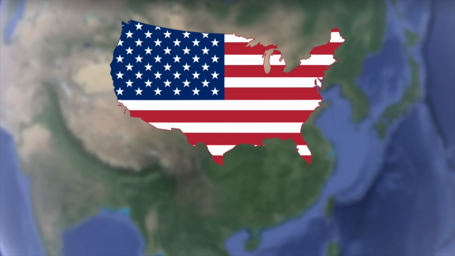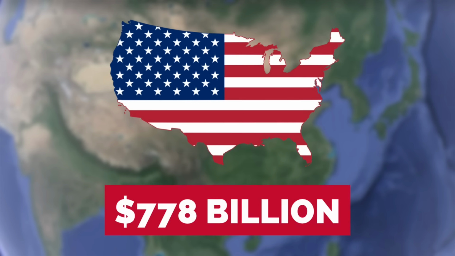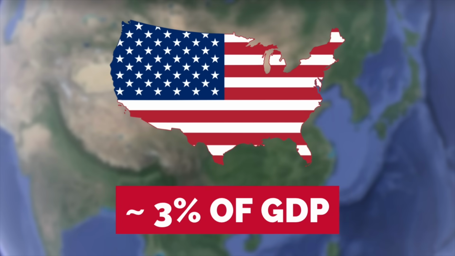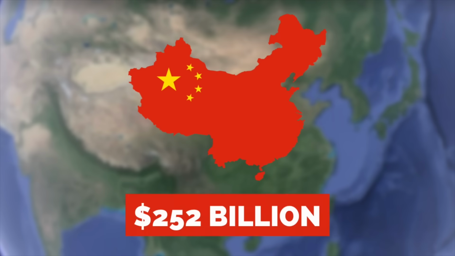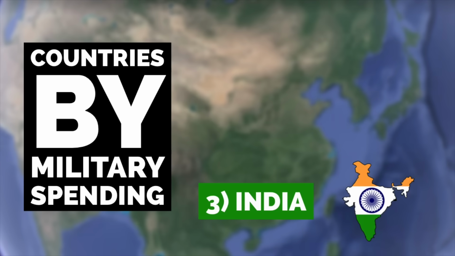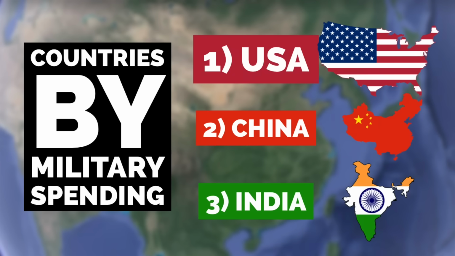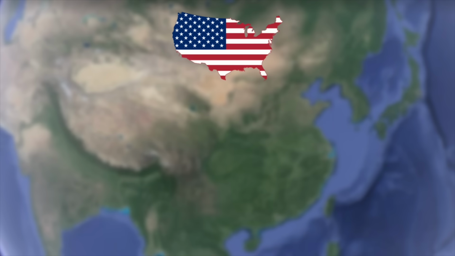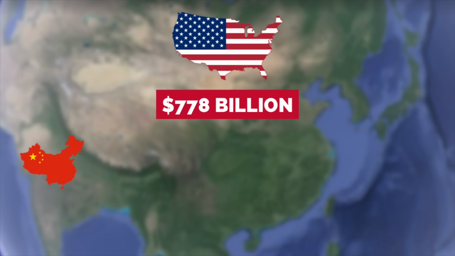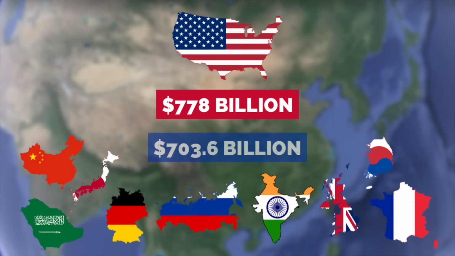Each year, the United States spends $778 billion on its military, which is equal to about 3% of its GDP. China spends $252 billion on its military, which is equal to about 1.3% of its GDP. This obviously makes the United States the world's largest military spender and China the second largest. In fact, the US spends so much on its military that you could add up all the rest of the top 10 spenders and the US would still spend more money.